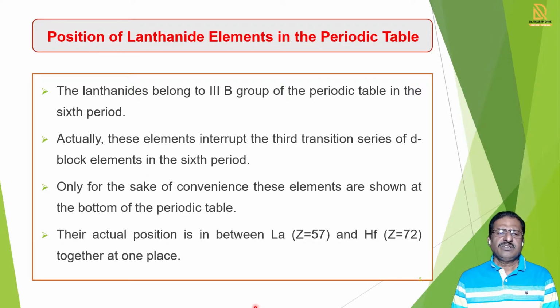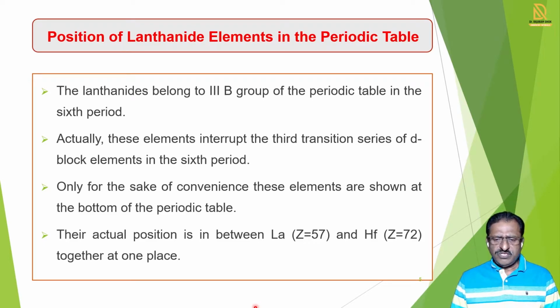Now we see the details about the lanthanide elements, and after that we see the details about the actinide elements. So firstly we see the lanthanide elements. In that, we see the position of lanthanide elements in the periodic table.